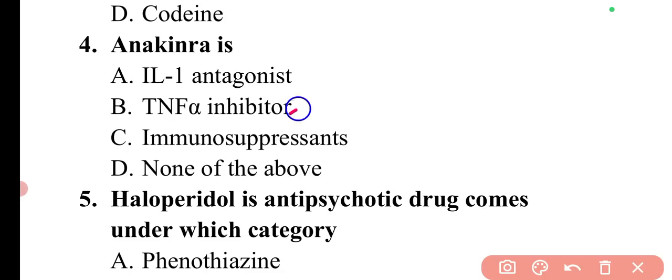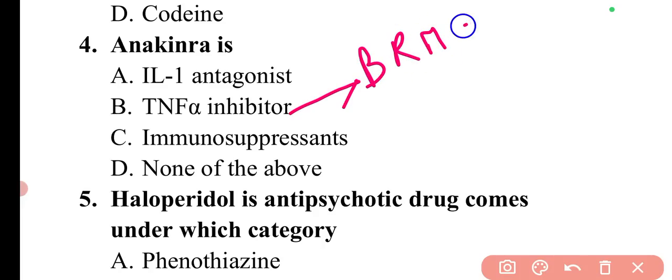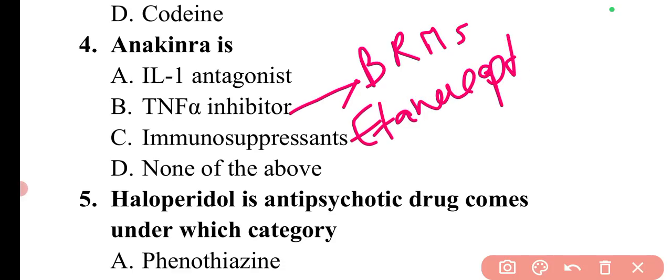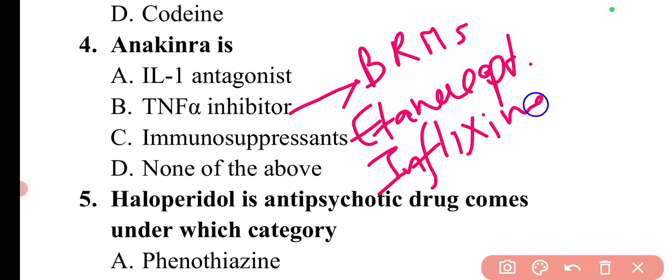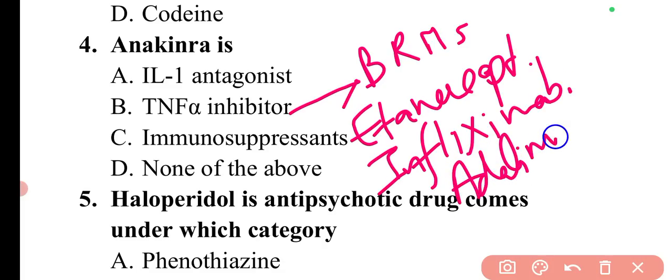If I talk about TNF alpha inhibitors, these are also biologic response modifiers. We can abbreviate it as BRMs. These include the drug etanercept, infliximab, and adalimumab. So these are the TNF alpha inhibitors.